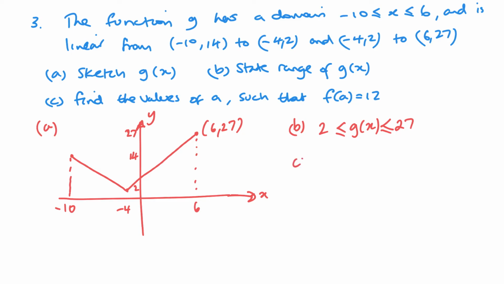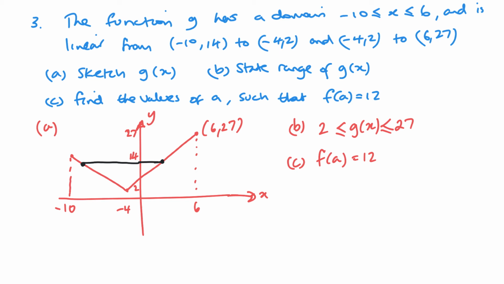Now for part C, where f of a equals 12, if I think on the graph, 12 is just under this 14. So there's going to be a value this side and a value this side. So I'm going to get two values out of this. So let's have a little look. So I really need to know what the functions are for this. So I need to work them out.